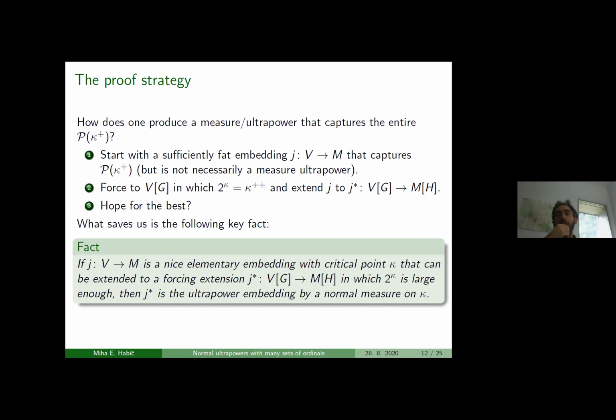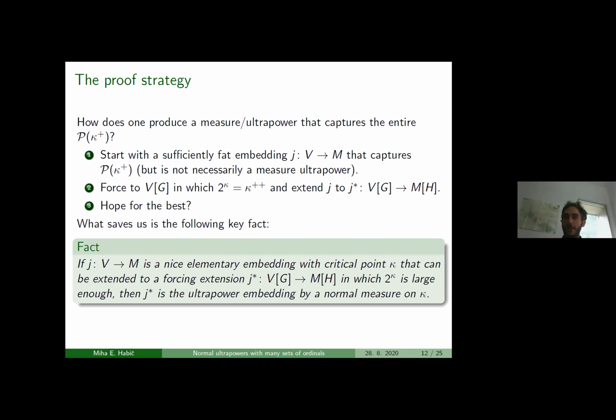And what saves us is the following fact that is implicit in what Cummings did, but wasn't really spelled out in any explicit form. What this fact says, very roughly, is that if you have a nice elementary embedding J with critical point kappa, that you can lift to a forcing extension in which 2 to the kappa is large enough, then this lift, J star, is just going to turn out to be automatically an ultrapower by a normal measure on kappa. So I'm sweeping a lot of stuff under the rug here. I didn't tell you what a nice elementary embedding is. I didn't tell you what 2 to the kappa being large enough means.